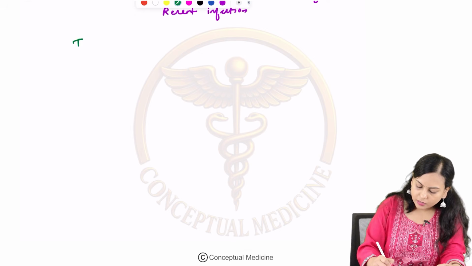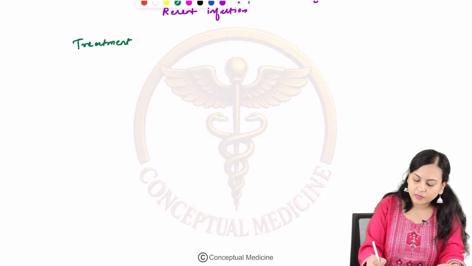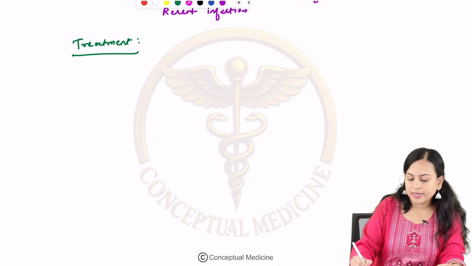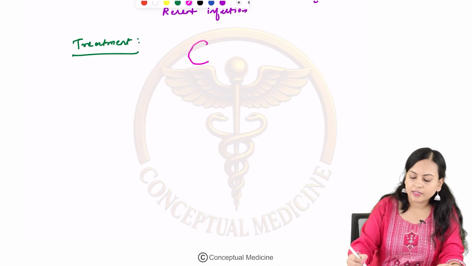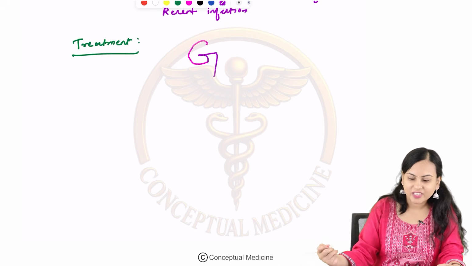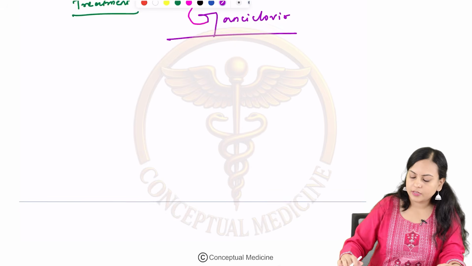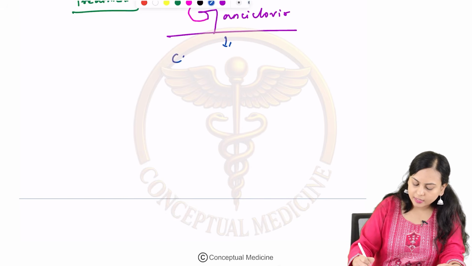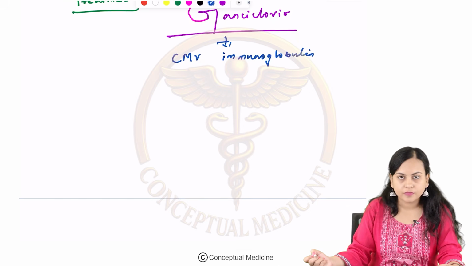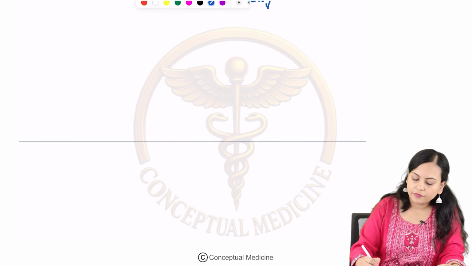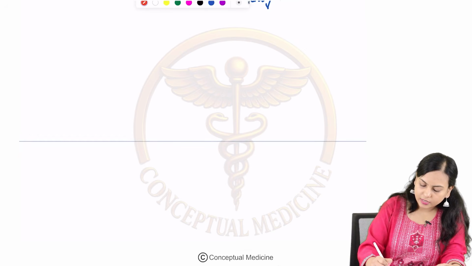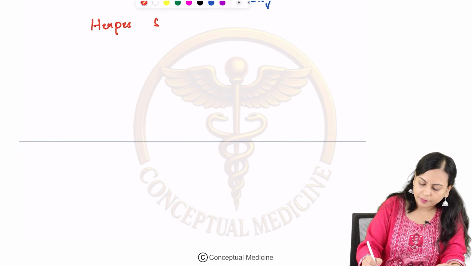Next one is about the treatment. So, it is cytomegalovirus infection and the drug used is something similar to this, G. Yes, it is ganciclovir, right? So, ganciclovir and CMV immunoglobulin can be given for the management. Understood? Yes. Now, we will see the next infection, that is herpes simplex.